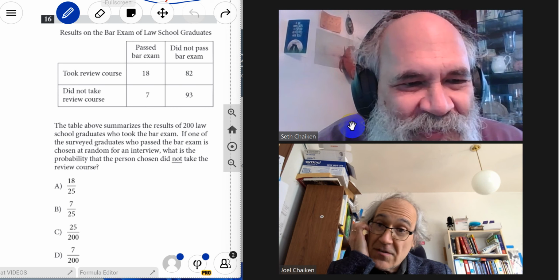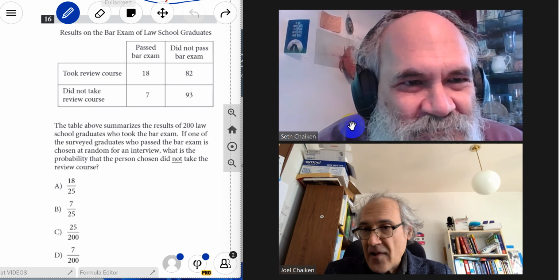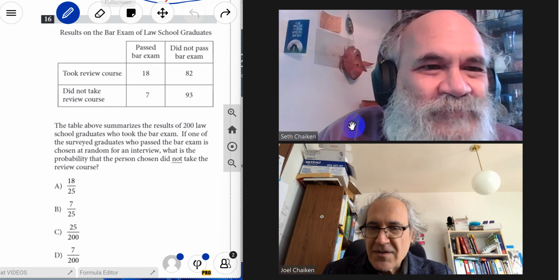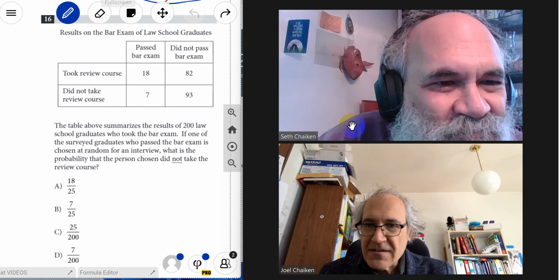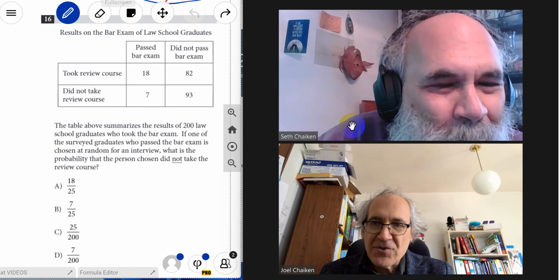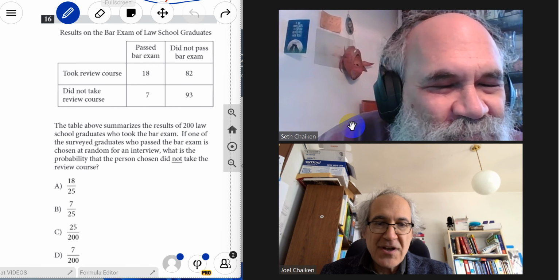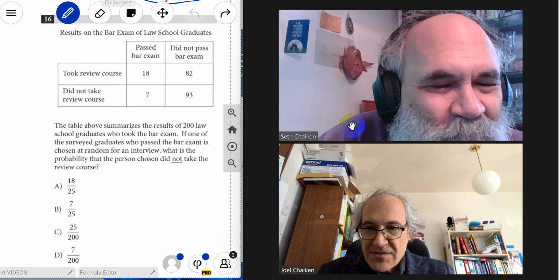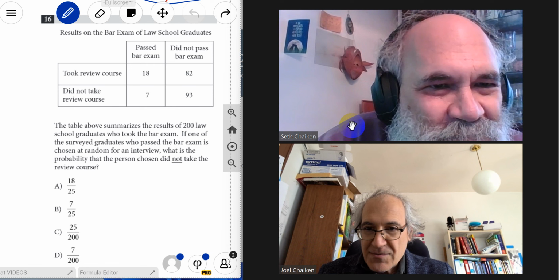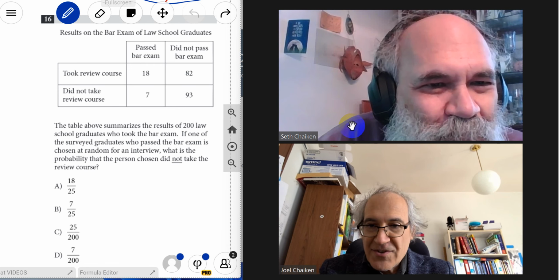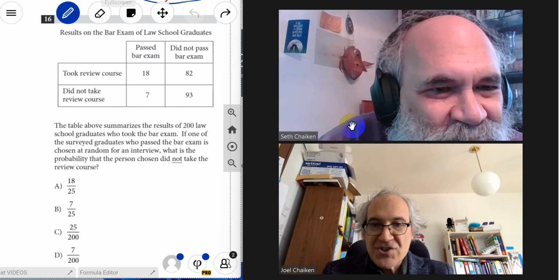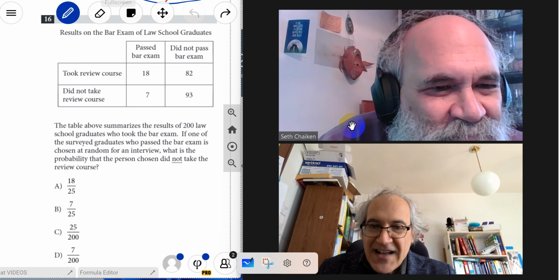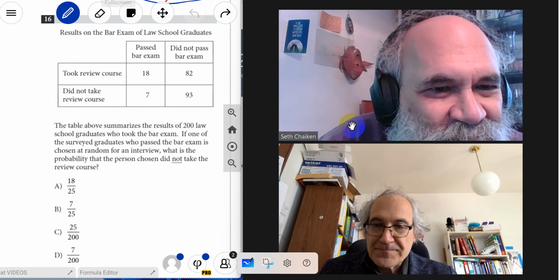This is a question on the calculator side, and here we go. Obviously you have a chart, results of the bar exam. They're trying to see whether it makes sense to take a review course or not, whether there's a relationship between review class and passing a test. The table summarizes the results of some 200 law school graduates who took the bar exam. If one of the surveyed graduates who passed the bar exam is chosen at random for an interview, what is the probability that the person chosen did not take the review class?